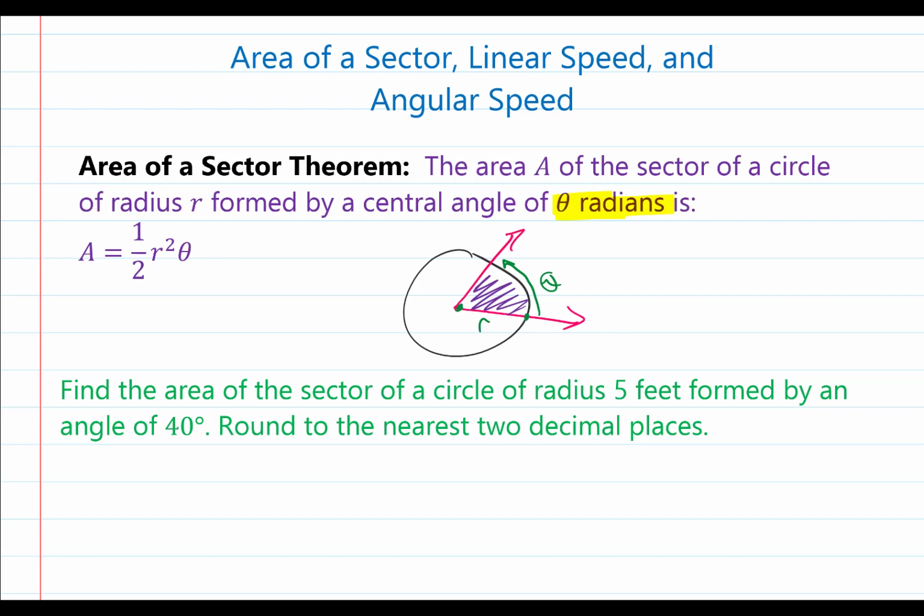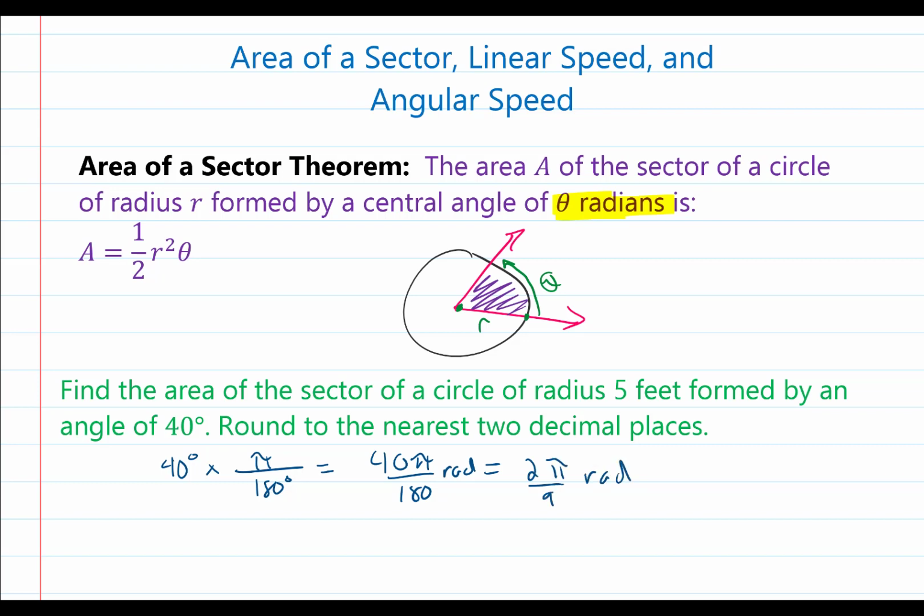In my first problem, I'm going to find the area of the sector of a circle of radius 5 feet formed by an angle of 40 degrees, and I'm going to round the answer to the nearest two decimal places. Let's start by converting 40 degrees to radians. I'm going to do that by multiplying by pi over 180 degrees, which gives me 40 pi over 180 radians. And then I need to reduce, and when I reduce, I get 2 pi over 9 radians.